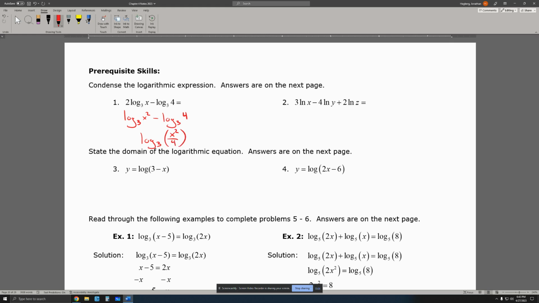Okay. Number two, all of these are natural logs. So we have our power rule for the first one, natural log of x cubed minus natural log of y to the fourth plus natural log of z squared. First thing I notice is the quotient rule. So we can divide x cubed and y to the fourth. And then we're also going to multiply this by z squared. So in the numerator, we have natural log, in the numerator, we have x cubed, z squared, and that's all over y to the fourth.